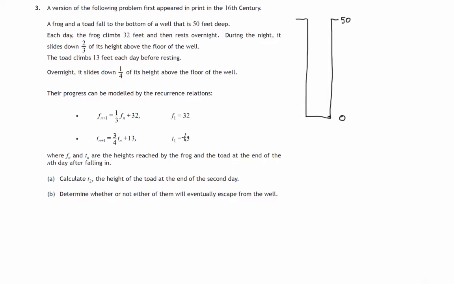It's important to know what values are assigned to these letters. So we're told that the toad basically climbs 13 feet up the well, and that's when we measure the value of T1. That's the height reached at the end of the first day. Now we're told that overnight it slides a quarter of its height above the floor down. It retains, notice, 3/4 of its height. There's 1/4, the rest of this is 3/4 of the height achieved.